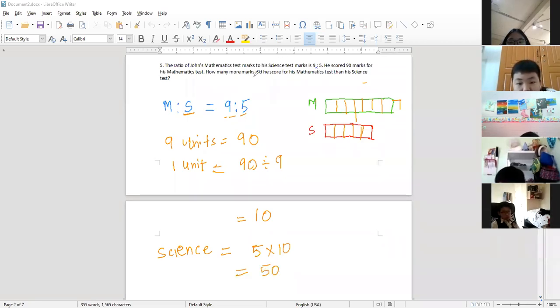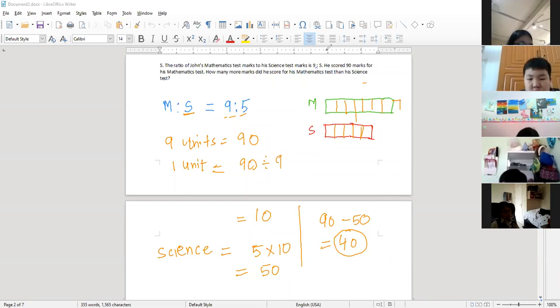Now what is your question? The question is how many more marks he scored in the mathematics test than his science test. So how do you find how many more marks he scored? Maths, he scored 90 marks, is given to you. Science, he scored 50 marks. So how many more marks? 90 minus 50, which is equal to how much? 40. So your answer is 40. That means he scored 40 more marks in maths than science. Is it clear to everyone?